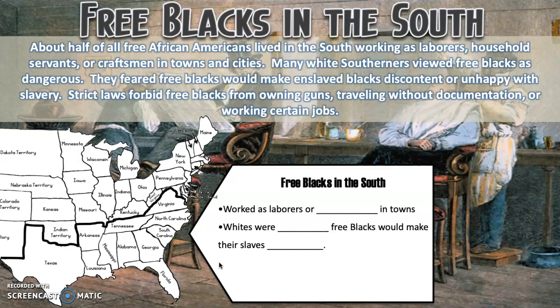So free Black people in the South worked as laborers or servants in towns. Whites were afraid that free Black people would make their slaves unhappy.